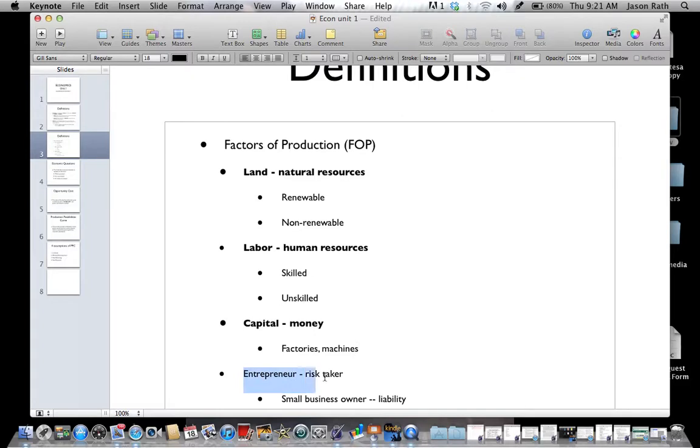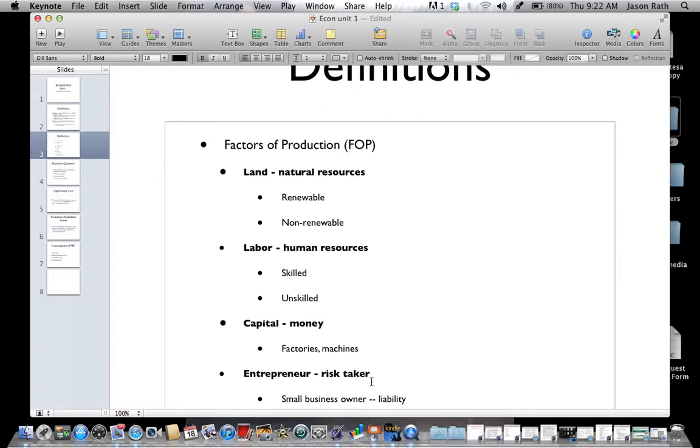And the next one is what makes the whole cycle go around, and that is what's called an entrepreneur or risk taker, small business owners. Every company starts as a small business for the most part, and then they grow into what we know as today. There's this thing called liability, though, and that's called responsibility for your company, and that's what entrepreneurs have. It's a great thing, and it can be a negative thing as well.